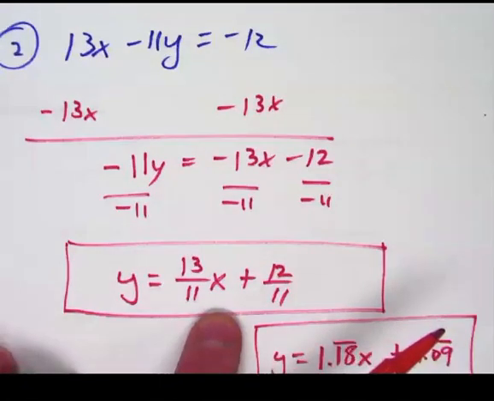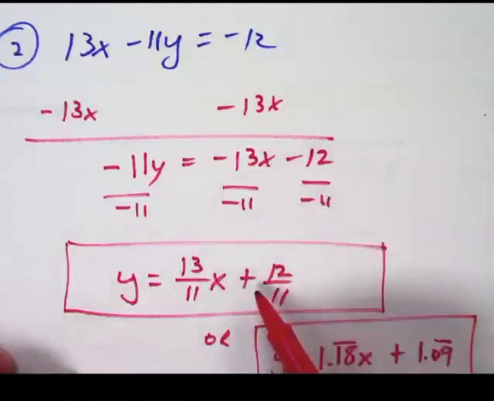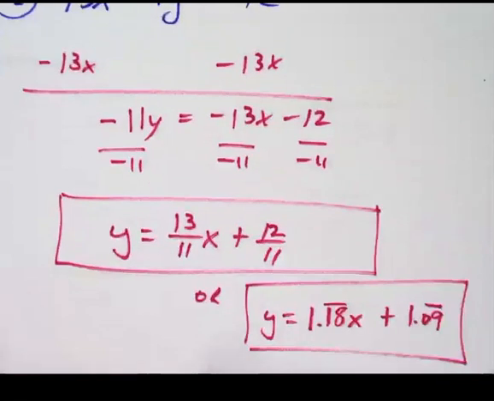y equals 13 elevenths x plus 12 elevenths. Now, a negative divided by a negative is a positive. That's where that plus sign comes from. If you did the dividing with your calculator, you might have ended up with some repeating decimal numbers like this. And I was showing those here as well so you can have both forms.